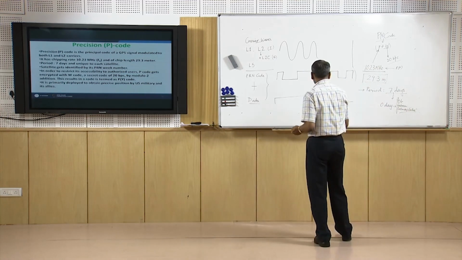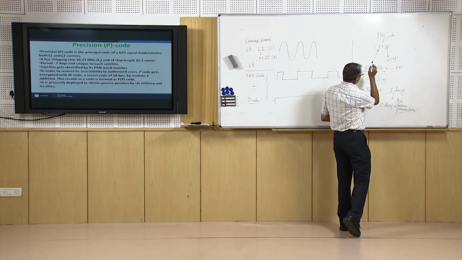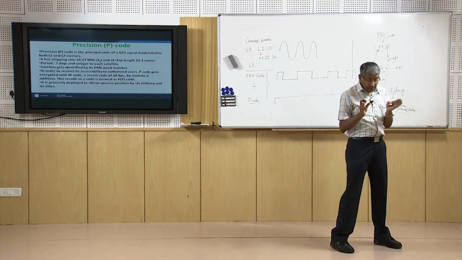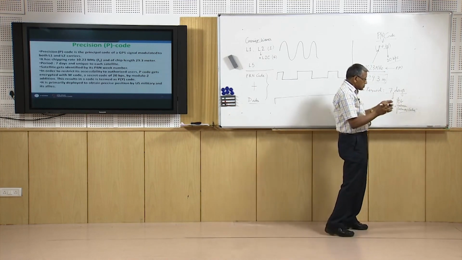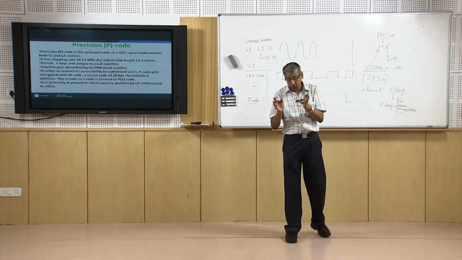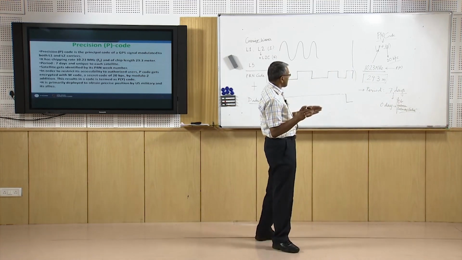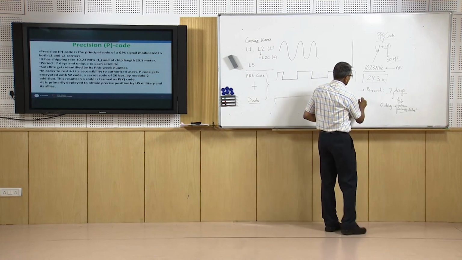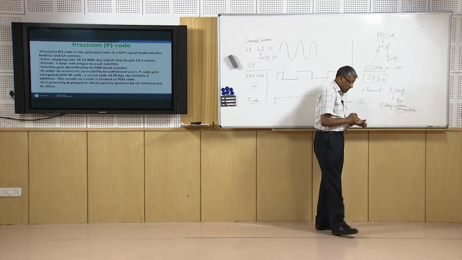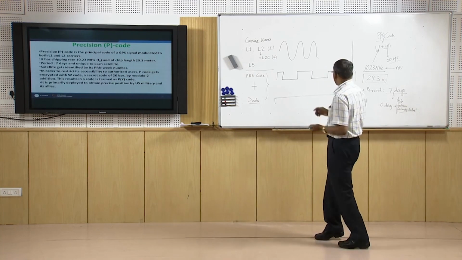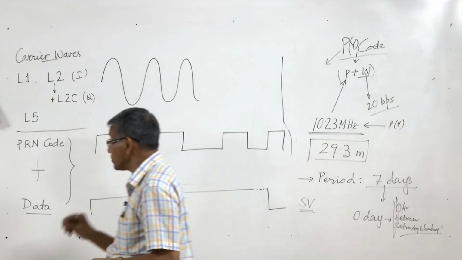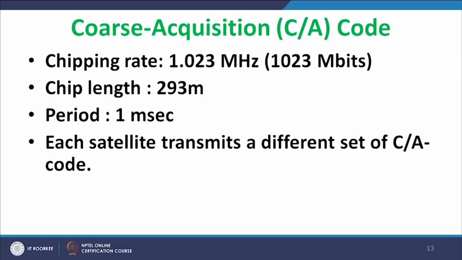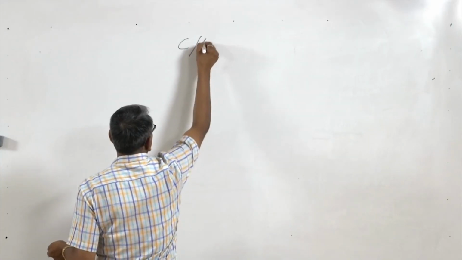So it is called a 7 day code, and each code, that means from a particular satellite, a particular 7 day code is used, so that 7 day code also identifies the satellite vehicle. The satellite vehicle is also identified by the week number of the P code which has been assigned to that particular satellite. Next, it is the CA code. CA code means coarse acquisition code.